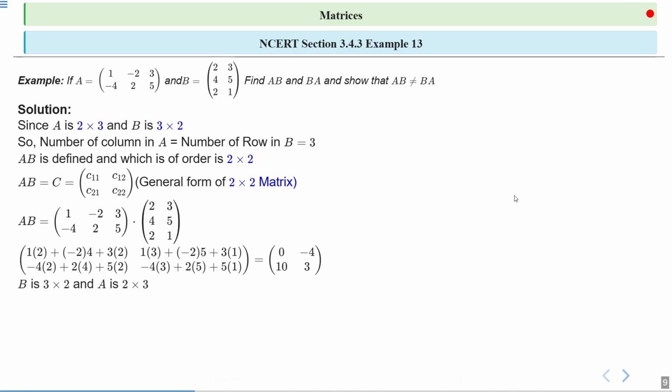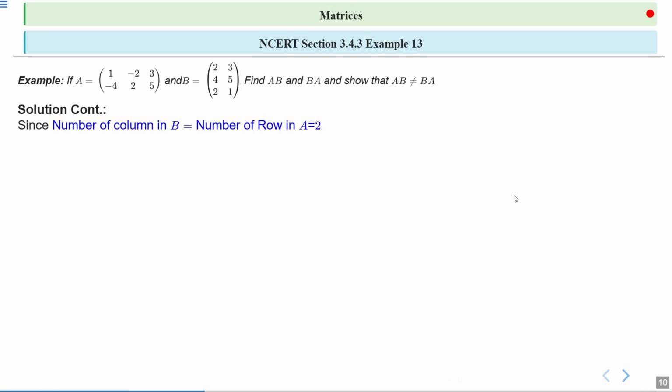Now let's consider the multiplication of B and A. Matrix B is a 3 by 2 matrix and matrix A is a 2 by 3 matrix. We will see how this affects the dimensions and the result of the product BA. Since the number of columns of B is equal to the number of rows in A, which is 2, BA is defined and it is 3 by 3. This is because the outer dimensions of the matrices determine the size of the product.